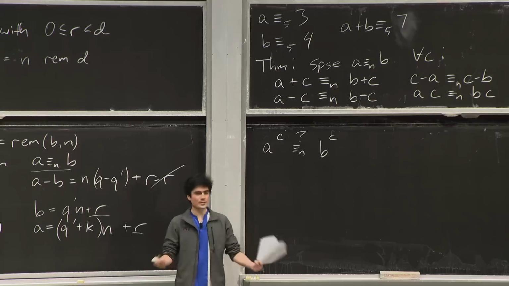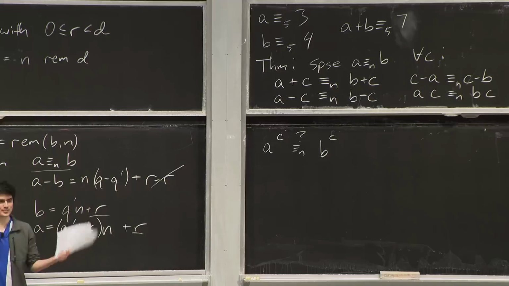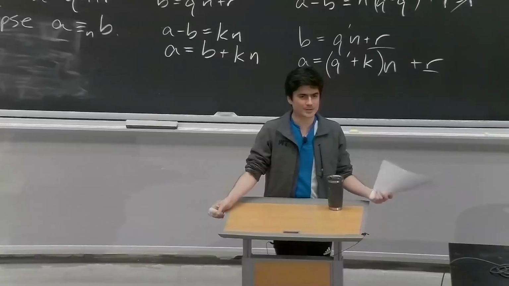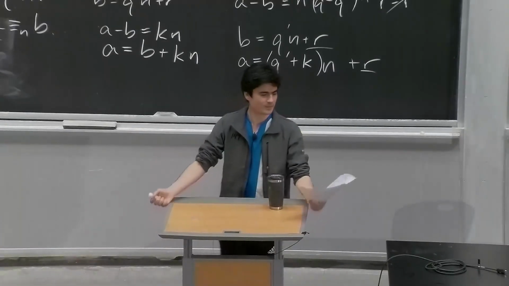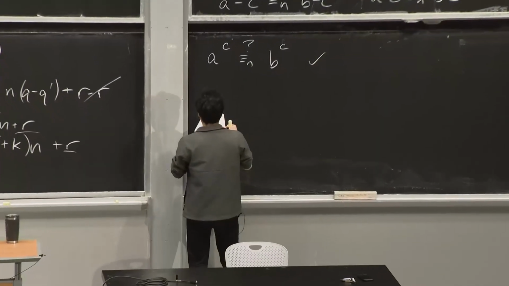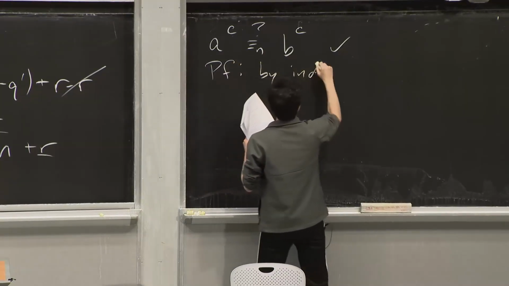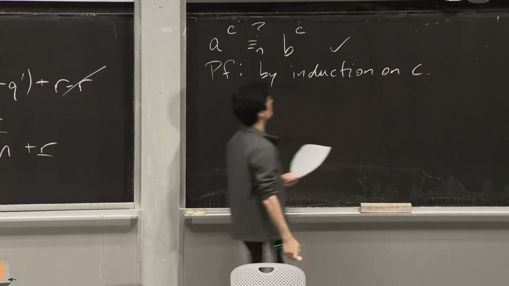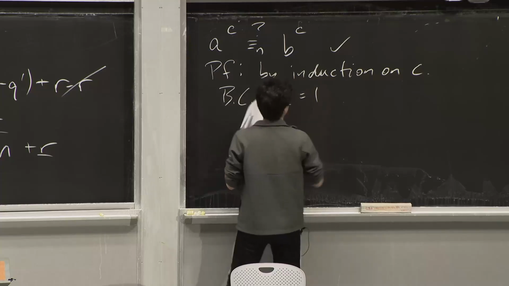You can prove it more formally by induction. So you can repeatedly multiply. Every multiplication is going to give you congruent values. So by the time you get to a power of c, they're still going to be congruent. So yes, this is true, and the proof is by induction on c. Our base case is going to be when c equals 1.